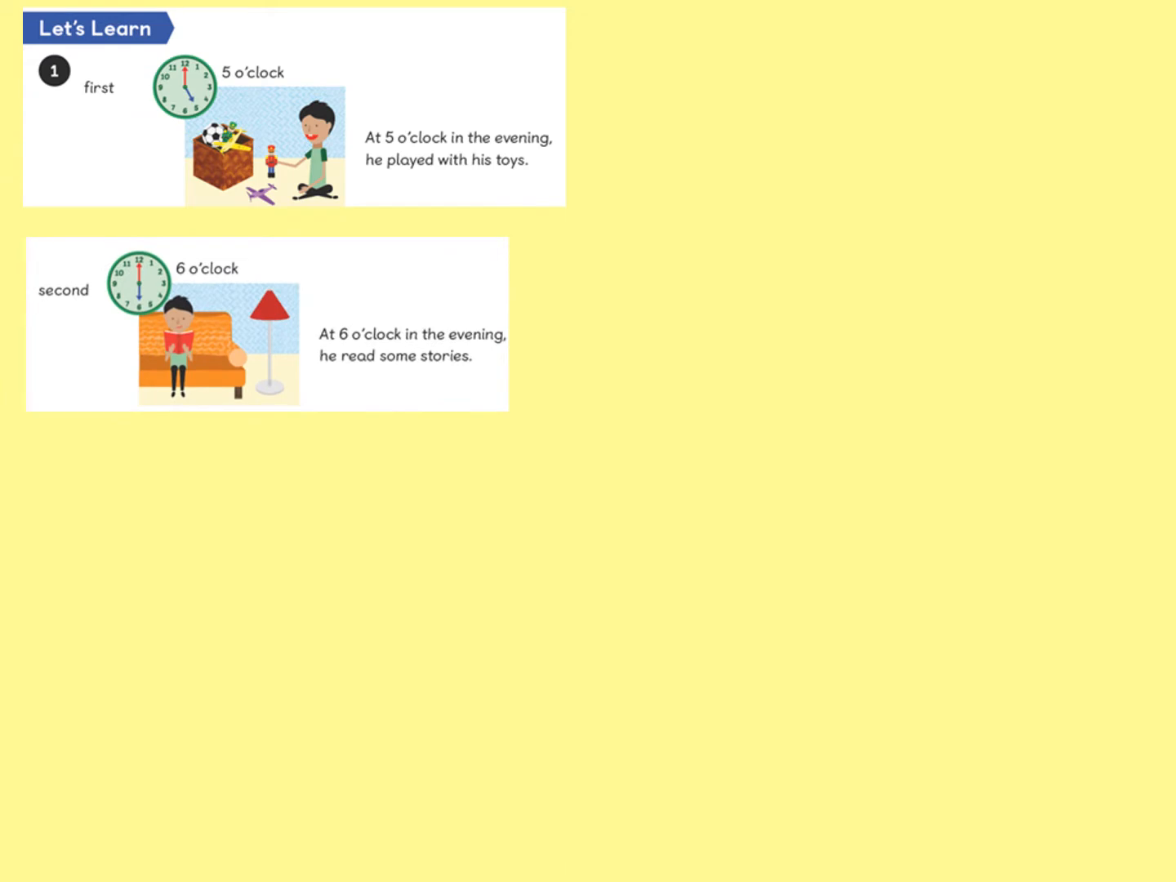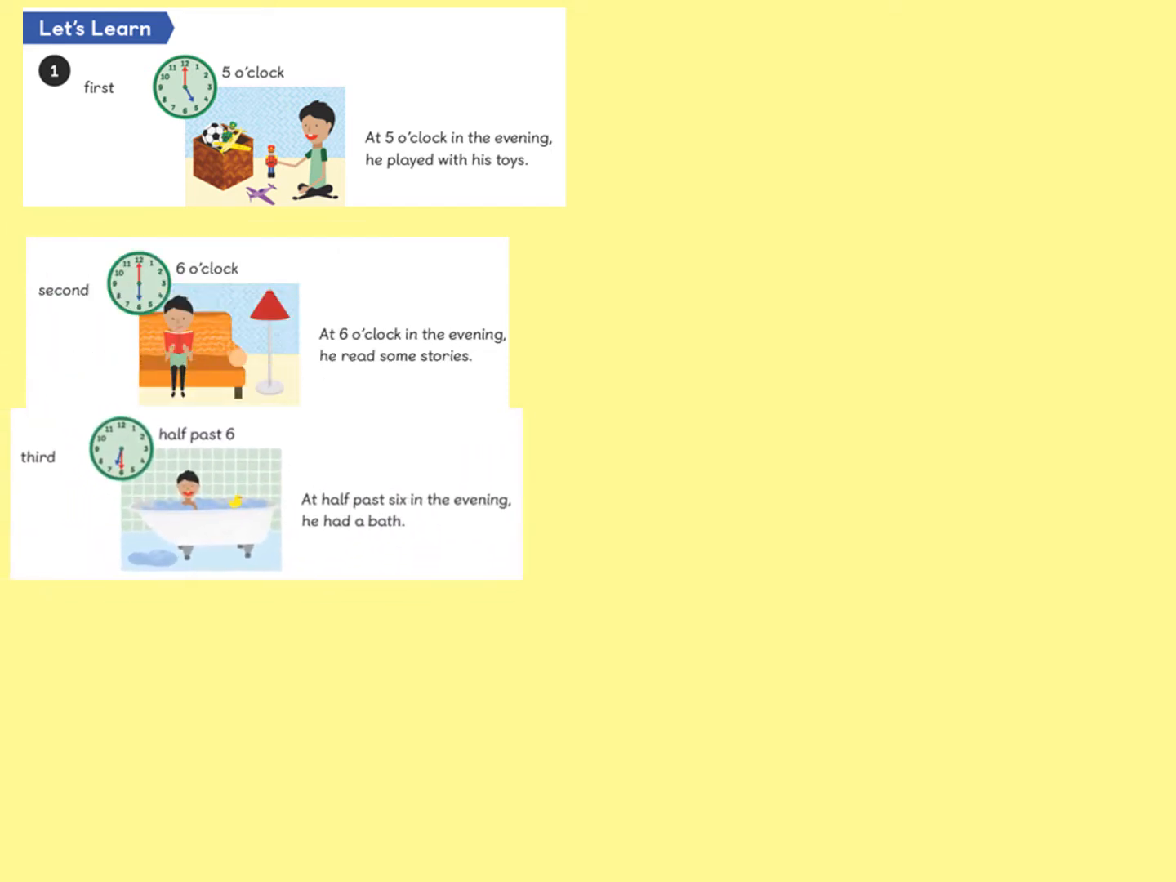We could use second. So second, this means the number 2, the second thing that Ravi did, is at 6 o'clock in the evening he read some stories. What time word could we use next to describe what he did? We've had first, second, third. So this is the third thing.